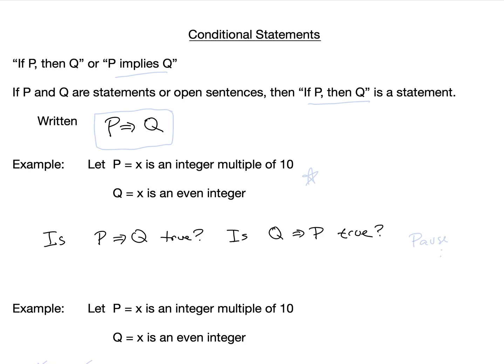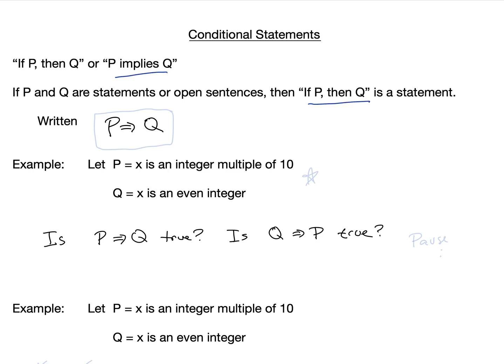This video is on conditional statements. These are expressions of the form: if P is true, then Q is true, or P implies Q. So if P and Q are each statements or open sentences, then the expression "if P then Q" is a statement. And it can be written in this way.